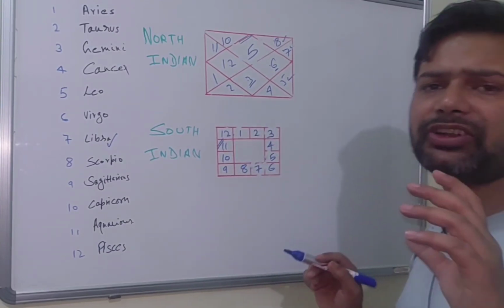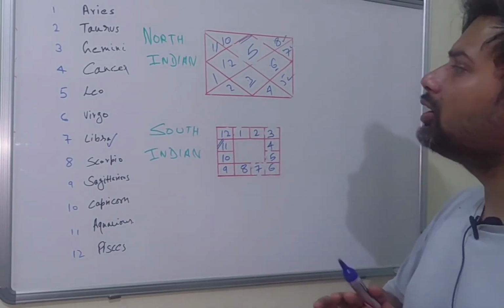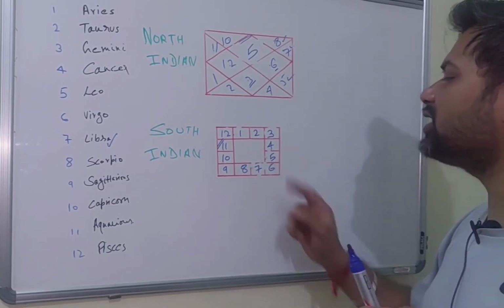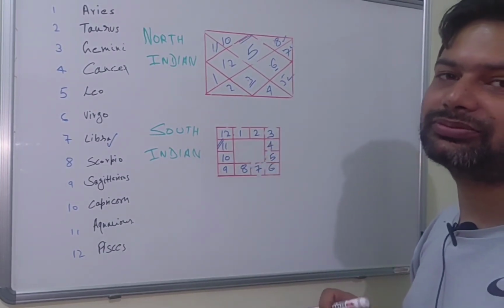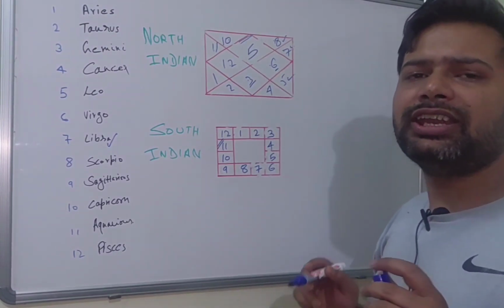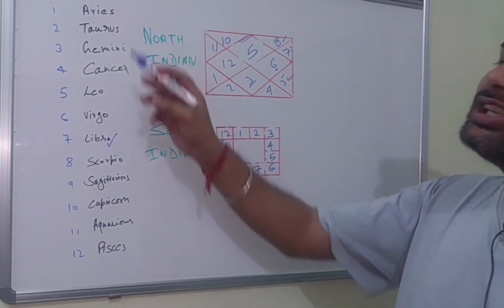So that is the difference between the North Indian chart and the South Indian chart. In the North Indian chart, bhavas are fixed, Rashis keep changing. In the South Indian chart, Rashis are fixed and Lagna keeps changing. So that is all for today. In the next videos, we will talk about each Rashi and each Lagna separately.